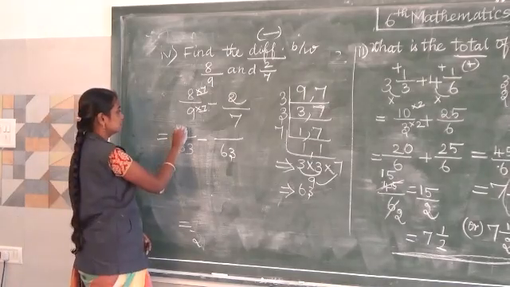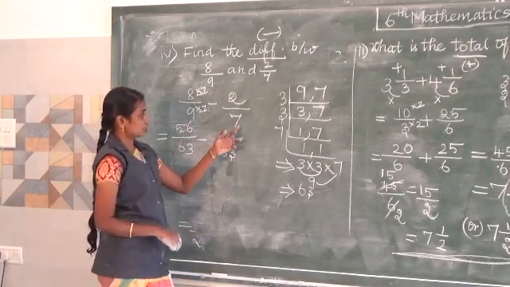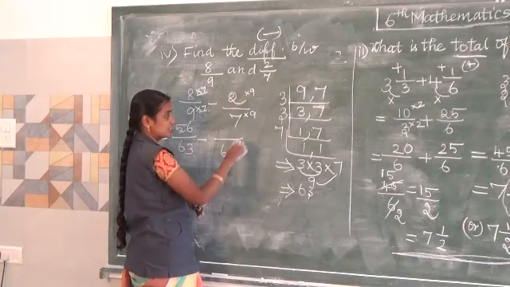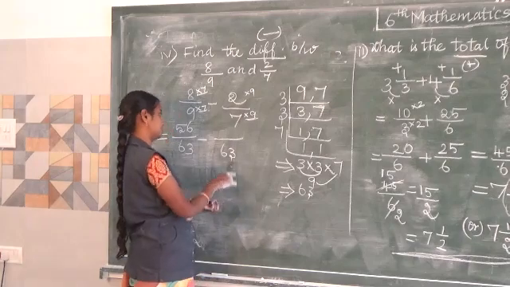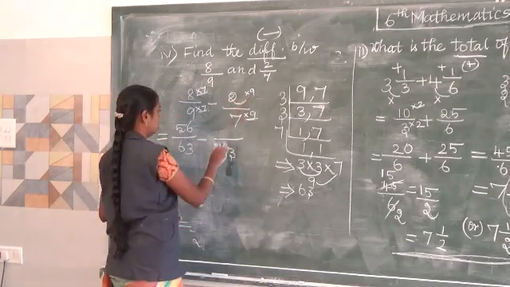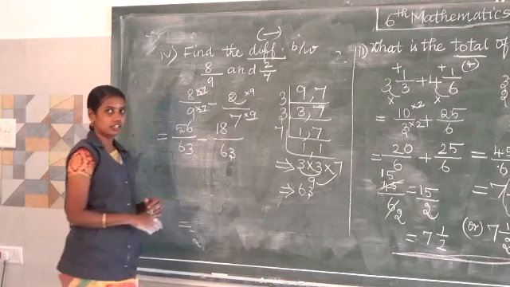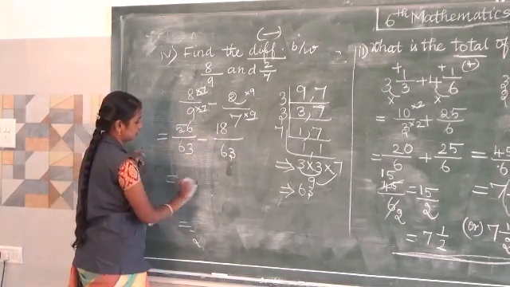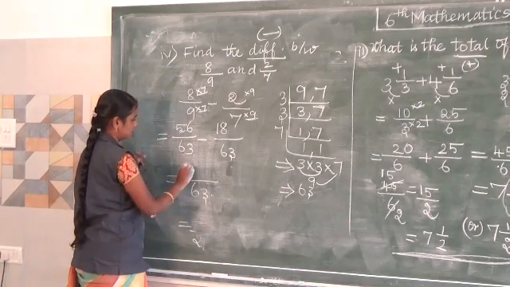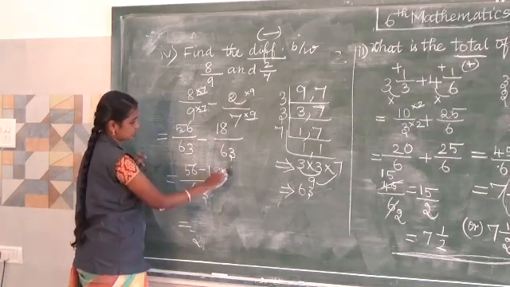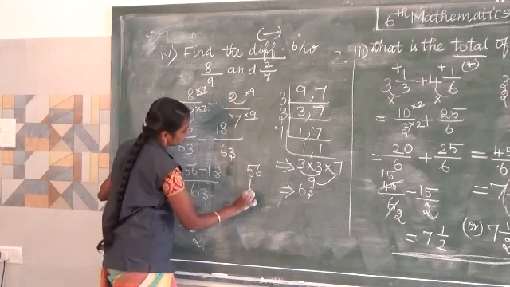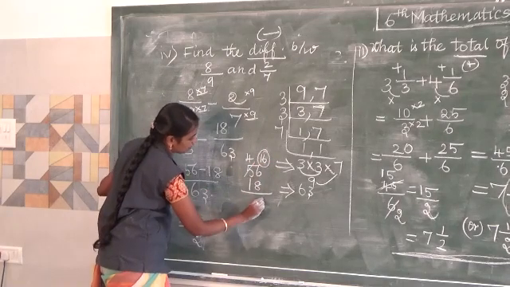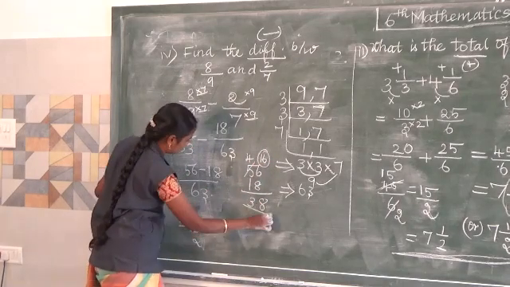8 7s are 56. Then here also 7 multiply by 9, because 7 9s are only 63. Then 2 9s are 18. So now subtract the numerator alone. Denominator let it be as it is. 56 minus 18. Go for the subtraction. 16 minus 8, 8. 4 minus 1, 3.